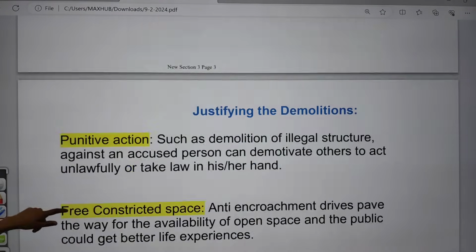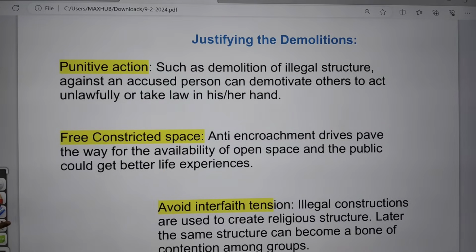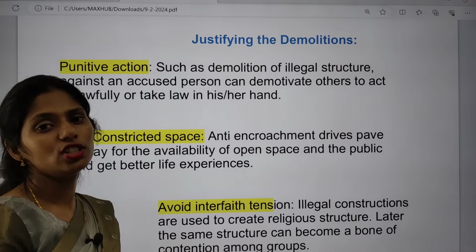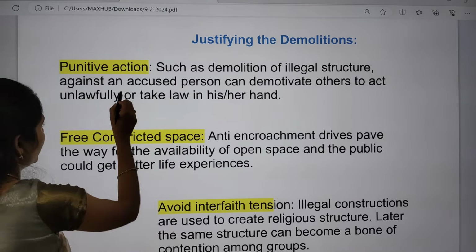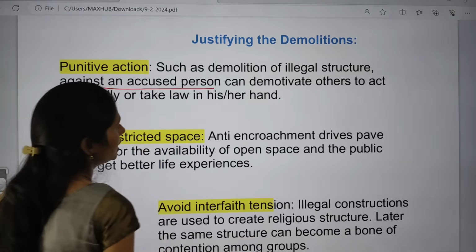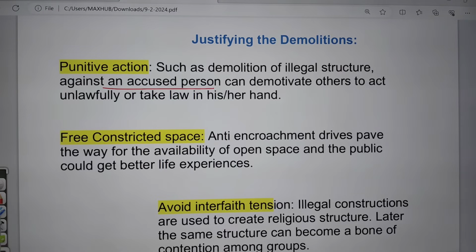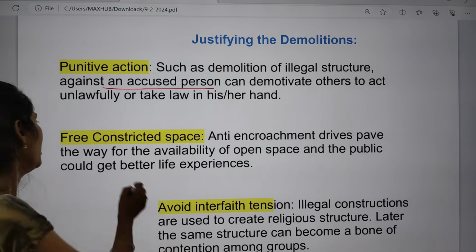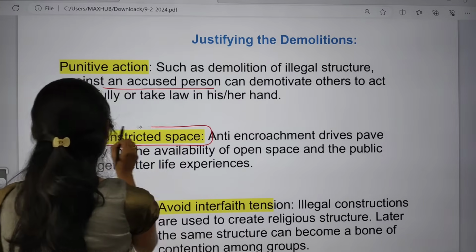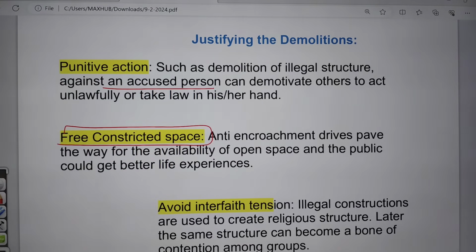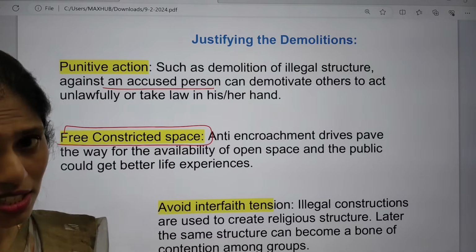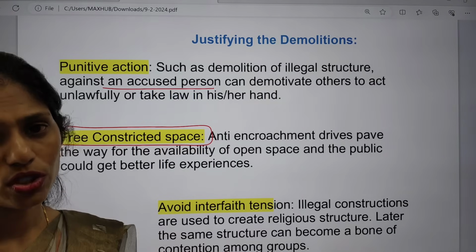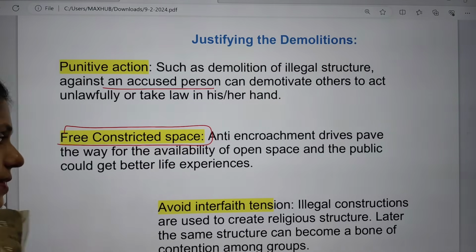Now, some people justify these demolitions. First, it is a punitive action. Whenever we demolish illegal structures, that is against an accused person, and that can demotivate others from acting in the same manner. The next one is freeing constructed space. Whatever space had been decreased or constricted, with these anti-encroachment drives we can increase the space.